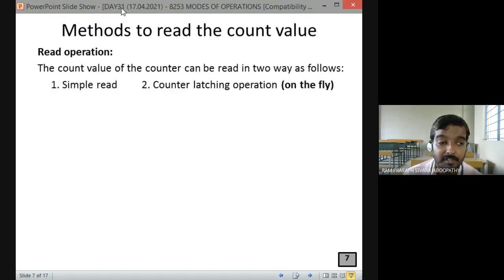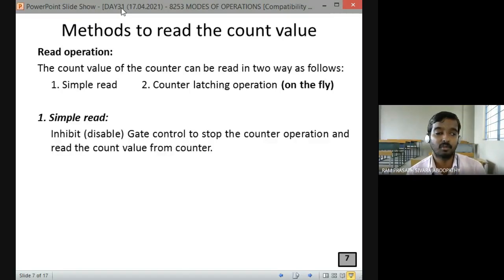Now, already I have told you we have two types of read operation: one is simple read, the other is on the fly read, or counter latch operation. In the case of simple read, we have to inhibit, that means disable the gate to stop the counter operation, and read the count value from the counter. This we call the simple read operation.